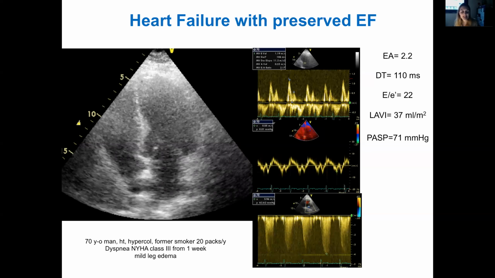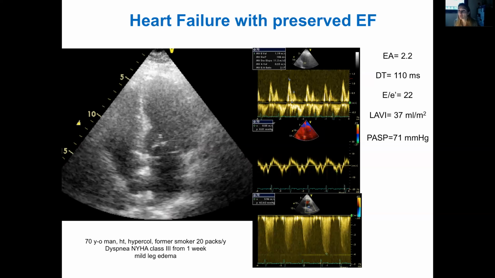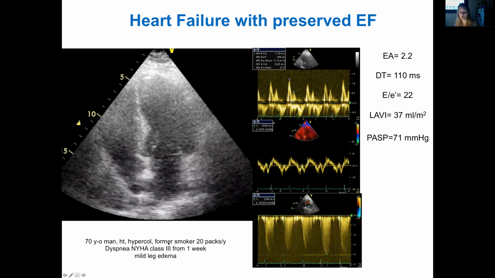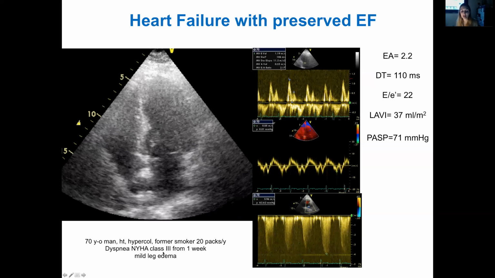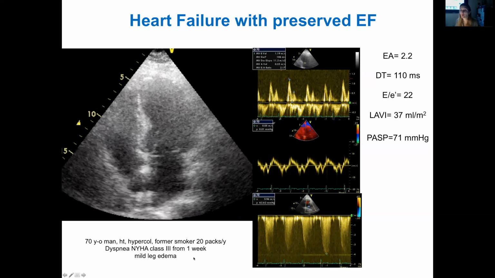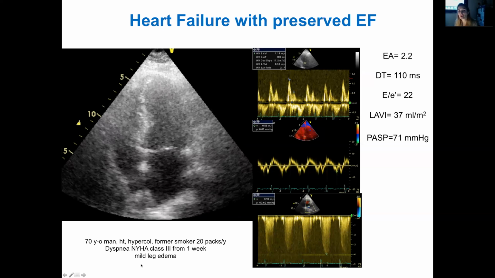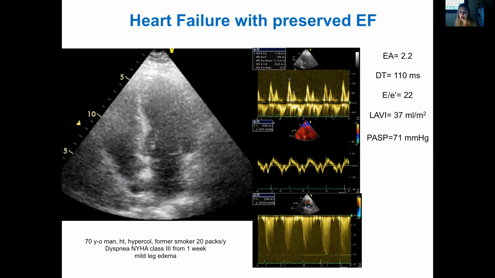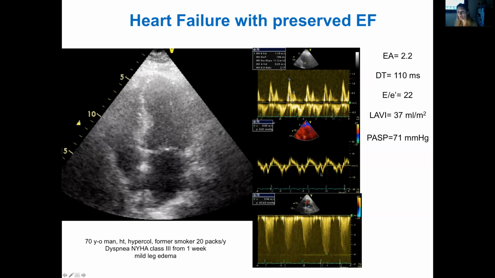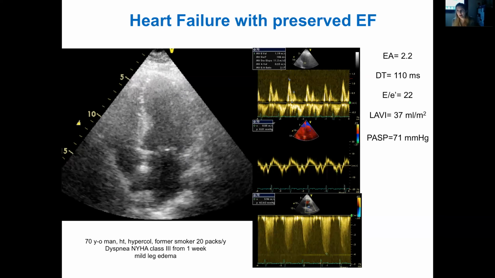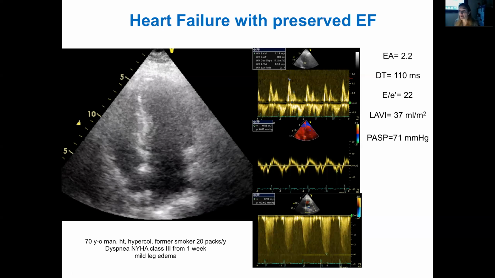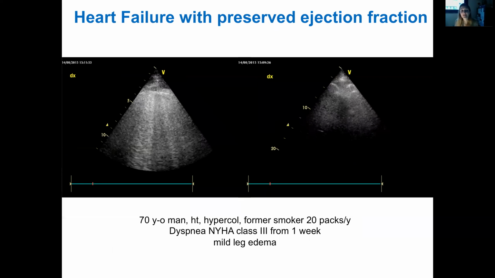This is a real case that happened to me a few years ago in an ambulatory office. It was a 70-year-old patient with typical risk factors for coronary artery disease, and he had dyspnea in class 3 for about 1 week and a mild leg edema. He went to the ambulatory office, he said, I don't feel well, I cannot breathe very well. This was his heart, and he actually had some typical echo signs of diastolic dysfunction, but I have to say that it's not so easy to assess diastolic function by echo, and you need some kind of expertise. So, okay, you can suspect the patient has a heart failure with preserved ejection fraction, but when you see this, you are quite sure, okay?